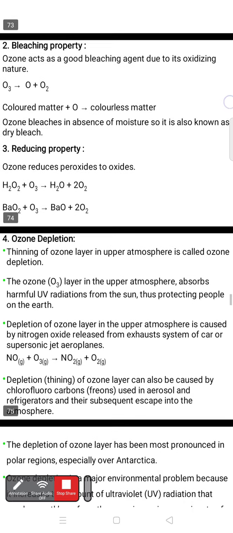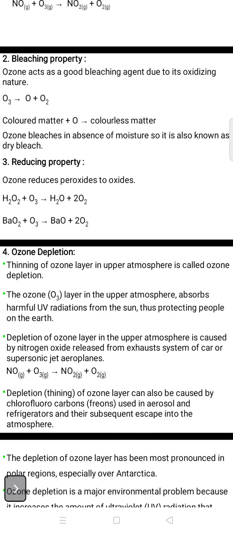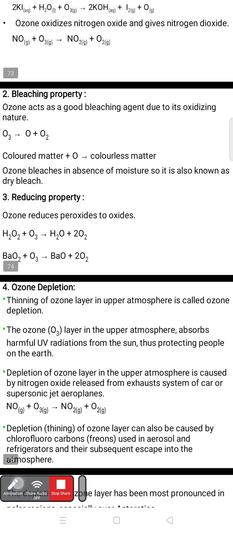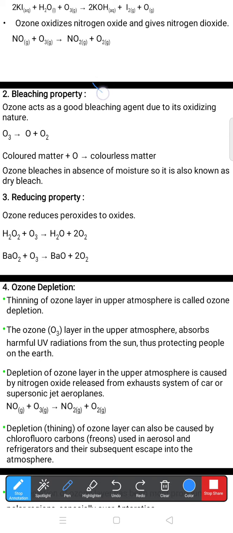Then the bleaching property. Here ozone acts as a good bleaching agent due to its oxidizing nature. Ozone gives O2 plus nascent oxygen. Colored matter plus oxygen gives colorless matter. So it has the bleaching action. This is the bleaching property. Ozone bleaches in the absence of moisture, so it is also known as dry bleach.